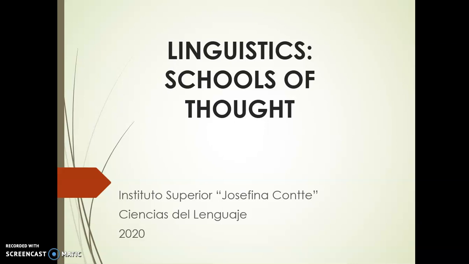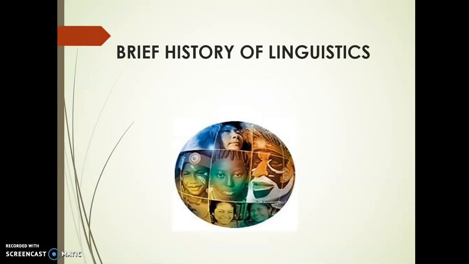In this lesson we're going to deal with schools of thought. This lesson is quite theoretical. It's like the history of linguistics. I think that sometimes it's important to have an idea of how linguistics has evolved around the years and to see more or less the history of it.